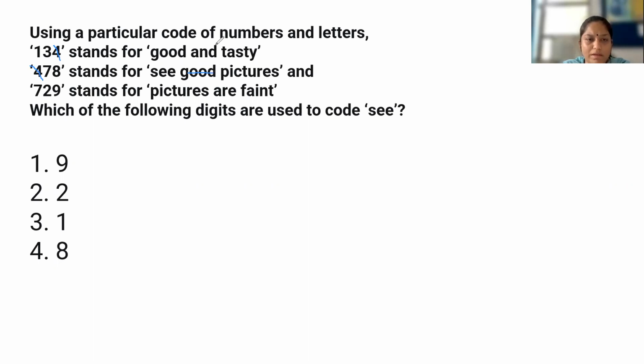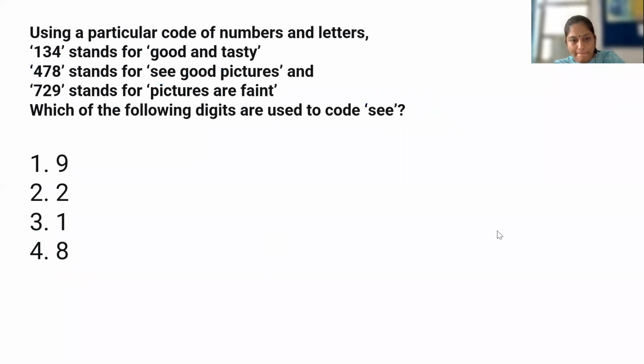Any other common word? Picture. You can see that picture is common in the second and the third. Is there any number common in the second and third? Yes, 7 and 7. So picture is also done. Now what we have to find is which number is left for C. 8. So the answer here is 8. So you try and cut the numbers which are the same for the same words. This is how you cut them.